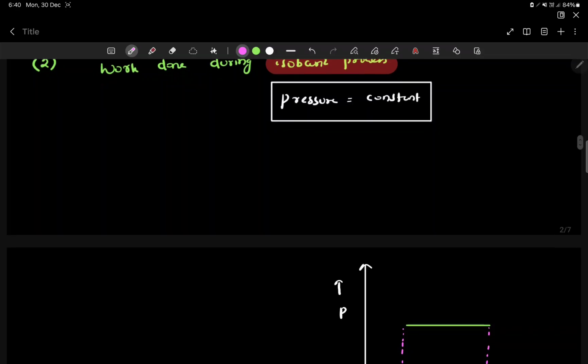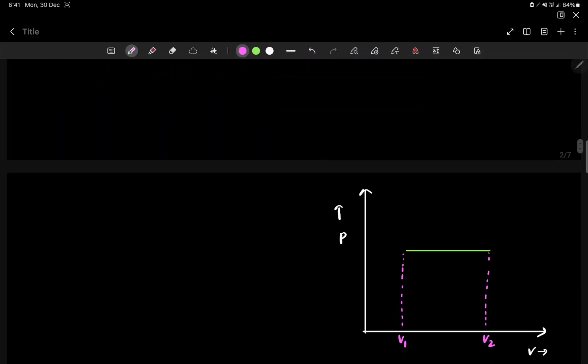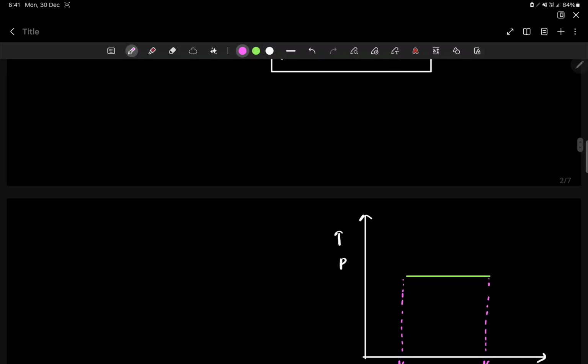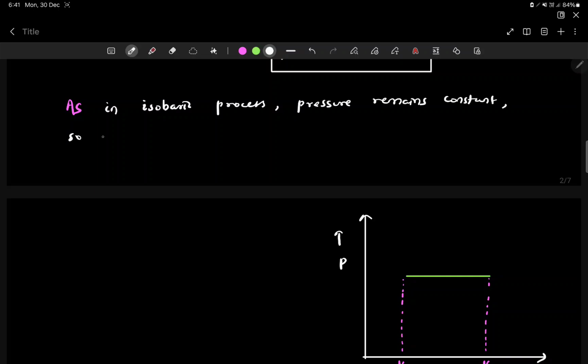In an isobaric process, pressure is constant. So in language, what we have to write, simply we have to write: in an isobaric process, pressure remains constant, so its corresponding PV diagram, pressure versus volume diagram, is a straight line parallel to the volume axis.